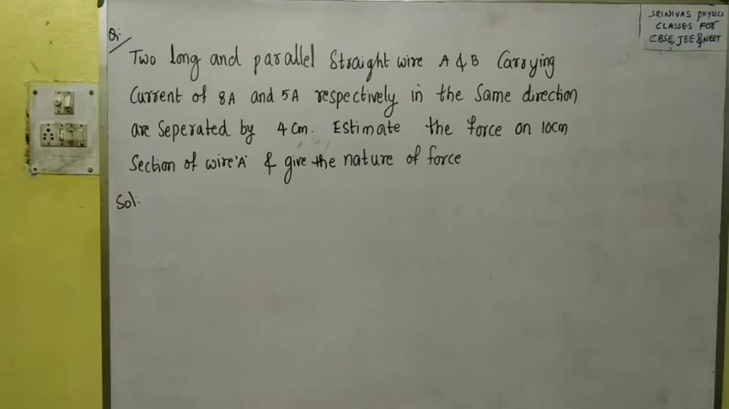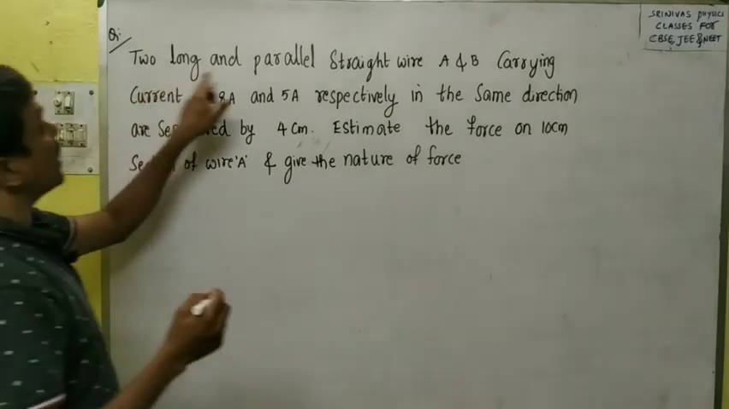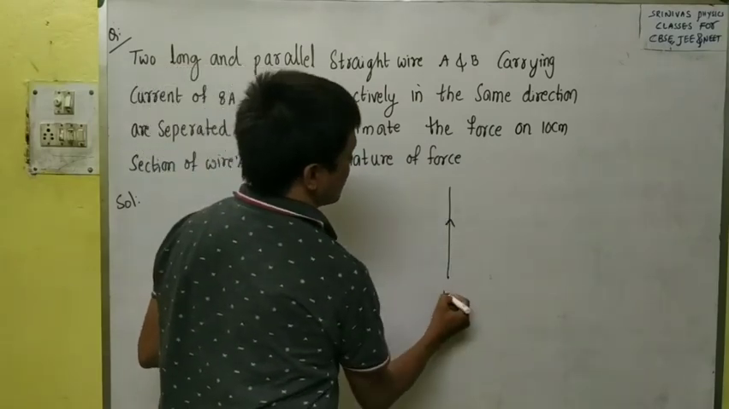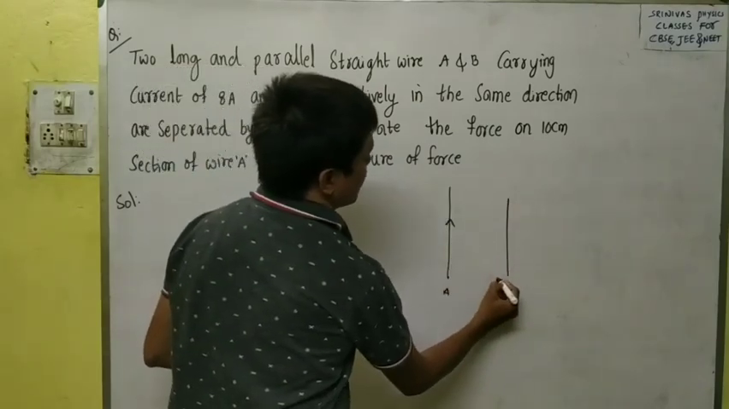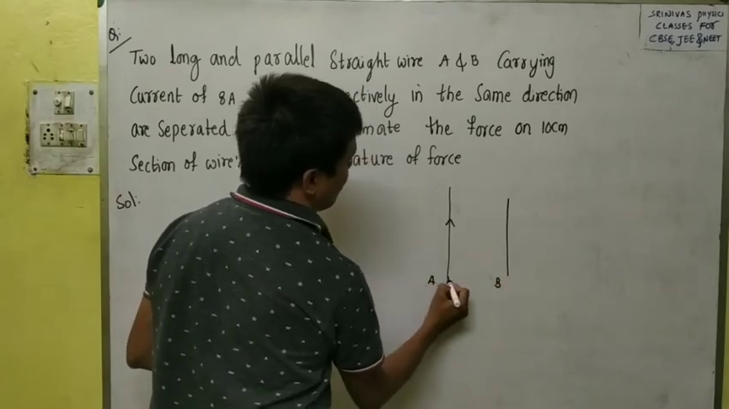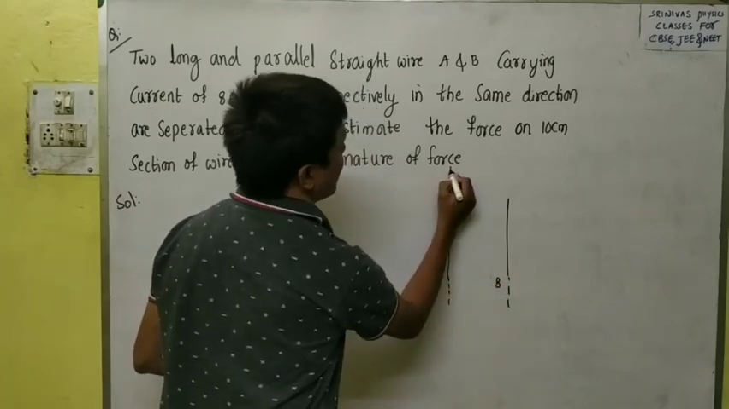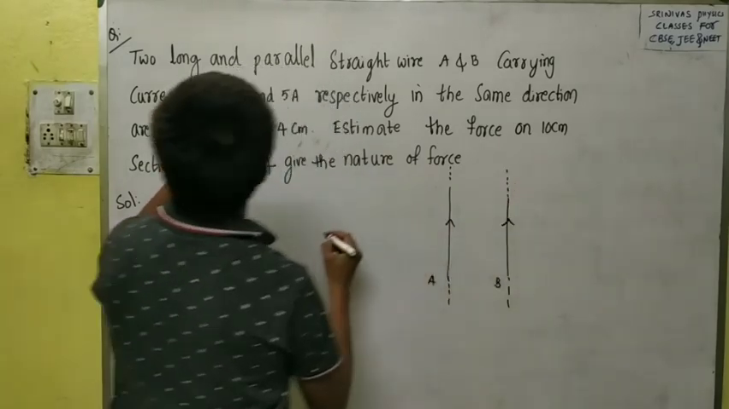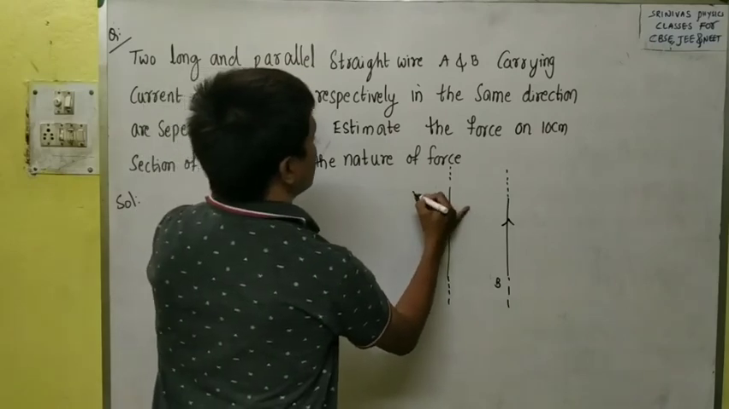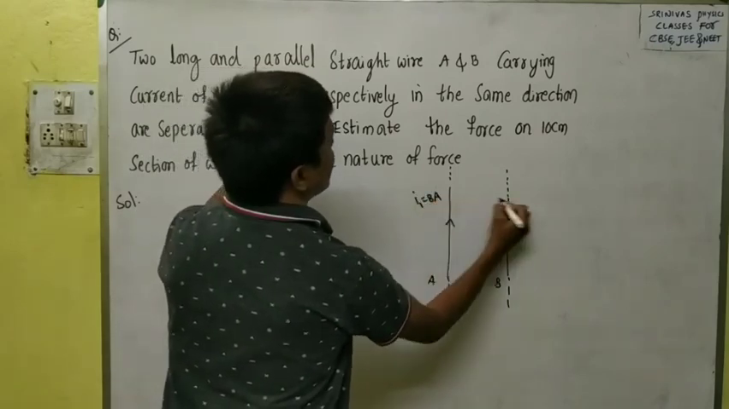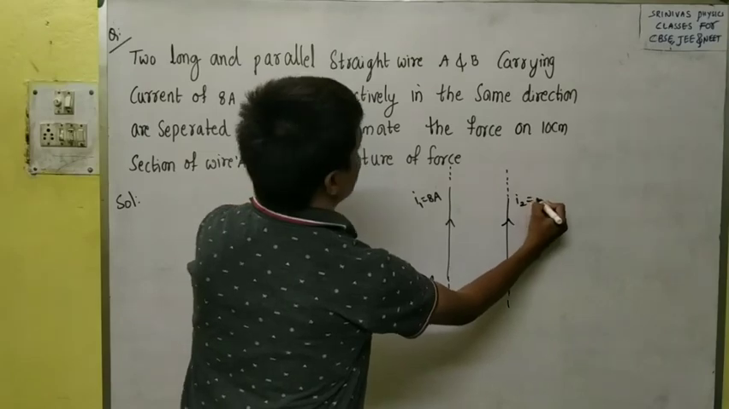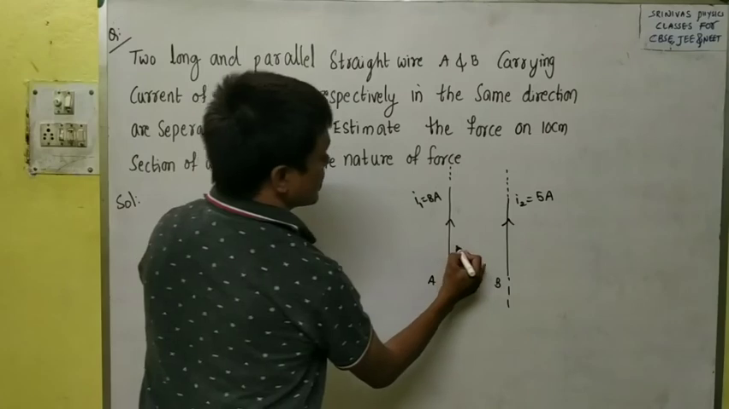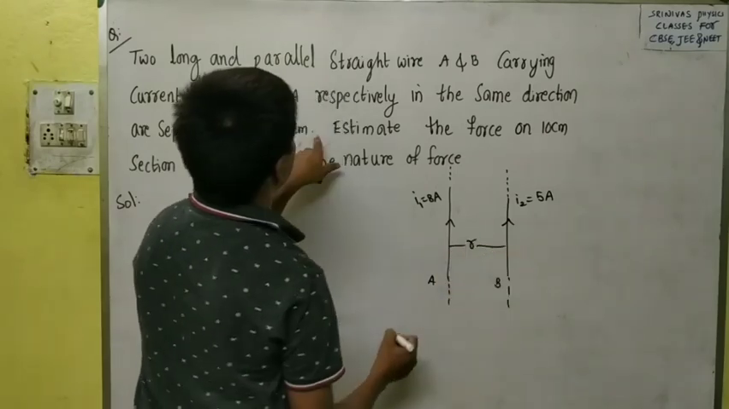Okay, let us go for the solution of this question. Two long and parallel straight wires A and B. This is the A wire and this is the B wire. They are long and parallel, and they are carrying currents 8 ampere and 5 ampere. I1 is 8 ampere, I2 is 5 ampere, in the same direction. They are separated by 4 centimeters.